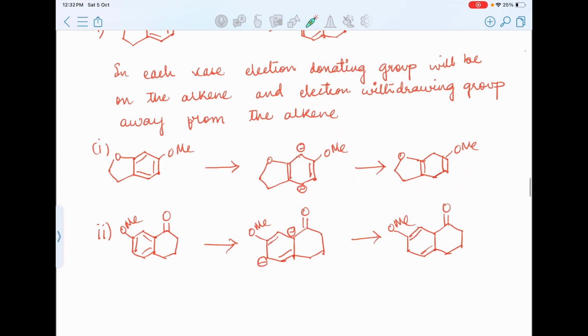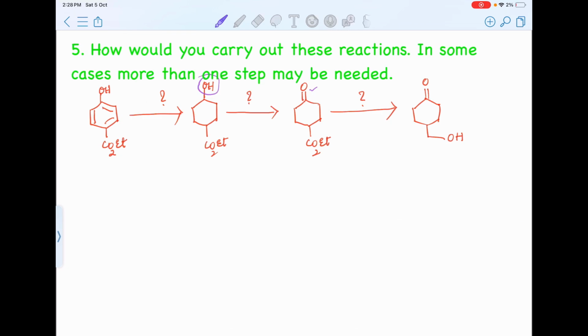And in the case of compound 2, again the electron donating group stabilizes the ortho and meta electron density. This one is the meta and the ortho position. So this is the product. So the next question is, how would you carry out these reactions, and in some cases more than one step may be needed. So the starting material has two functional groups. One is the hydroxy and the other is an ester.